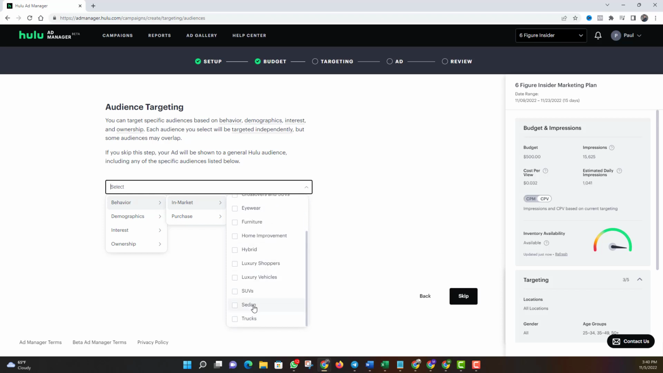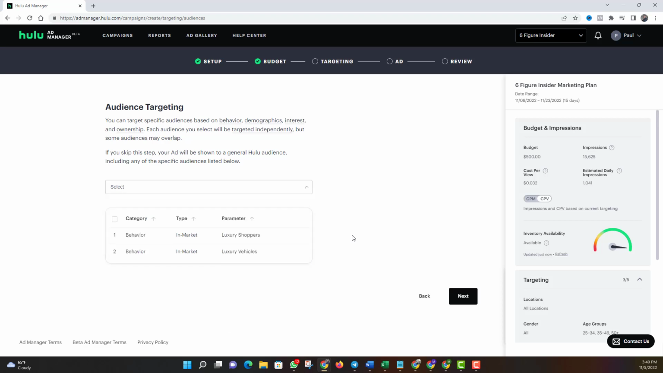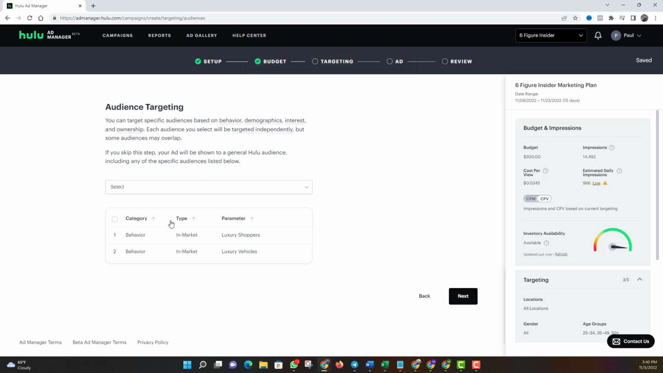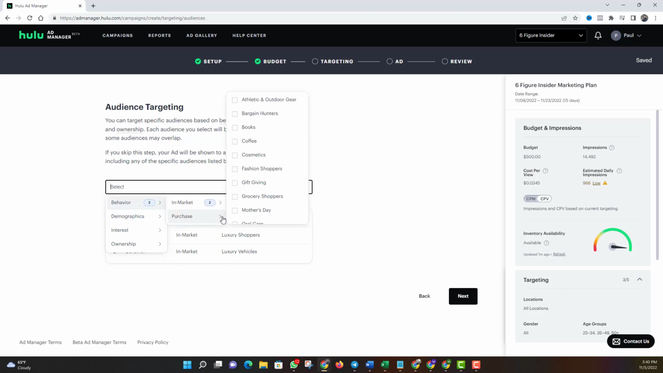What kind of things are they in the market for? So let's scroll down here. Let's say luxury shoppers and luxury vehicles, because we want to target people that are business owners that have some money to spend, that are a little more affluent. And notice they're going to say low daily impressions because I haven't finished this yet. So we're going to go for people that are luxury shoppers. And let's see what other opportunities we have here.